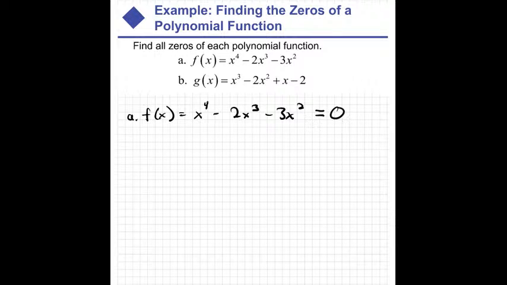Now looking at the original, there's a greatest common factor. What do all the terms have in common? We can factor out an x squared from all the terms. All right, let's bring this down. So then what are we going to be left with? We're going to be left with x squared times the quantity x squared minus 2x minus 3 equals 0.